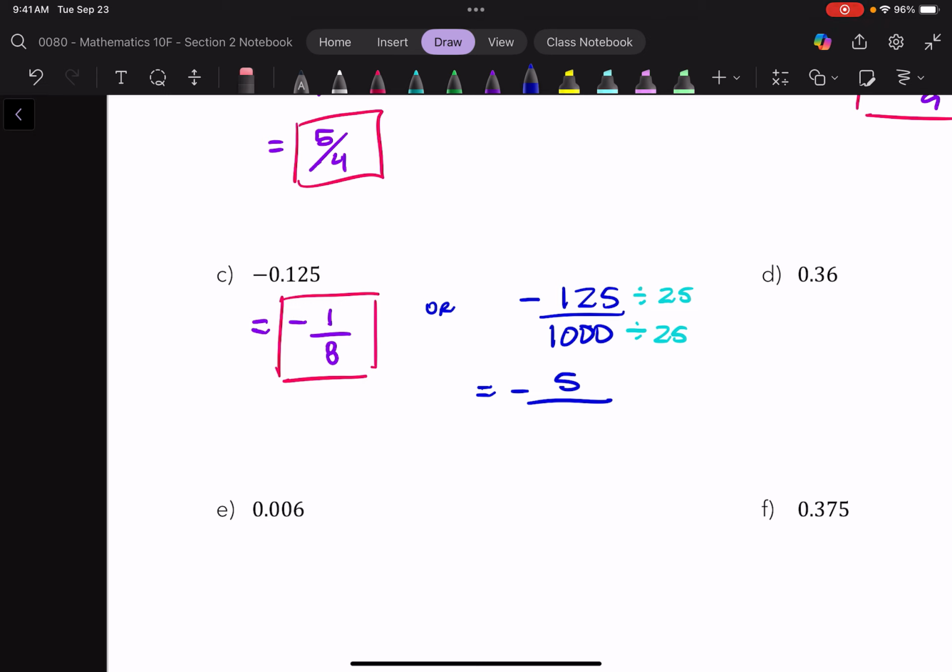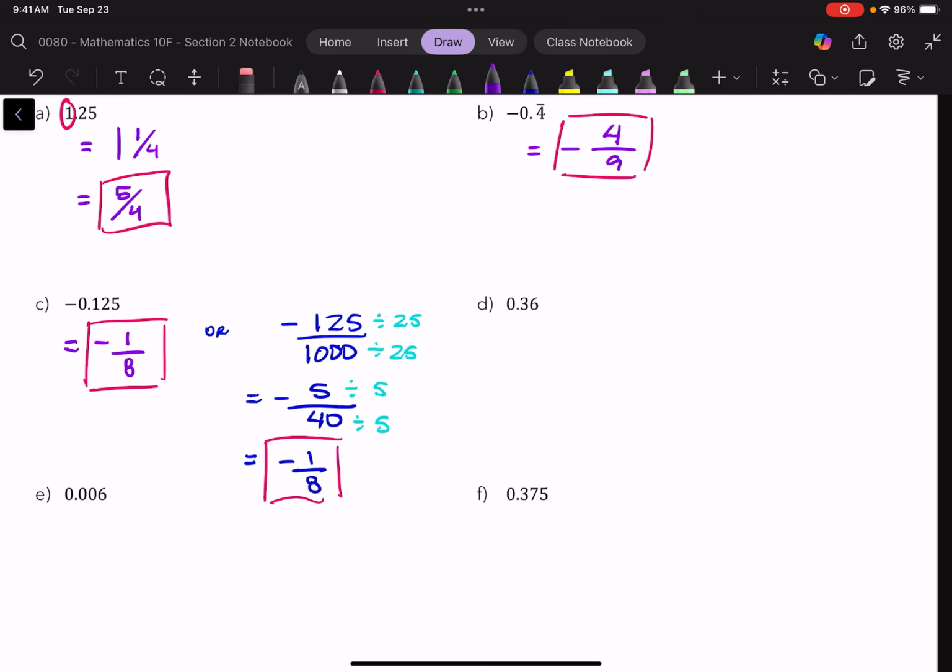If I'm thinking how many 25s are in 1,000, I know that there's 10 100s in 1,000, and there's 4 25s in 100. So my mental math process is, I have 4 for every 100, and I have 10 hundreds. 4 times 10 is 40. And that's great and all, but it's not fully simplified. So I'm further simplifying, reducing the top and bottom by dividing each by 5. And I get negative 1/8. Again, same answer, longer process.